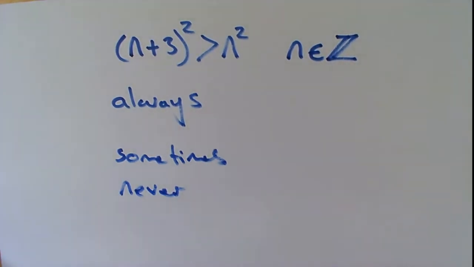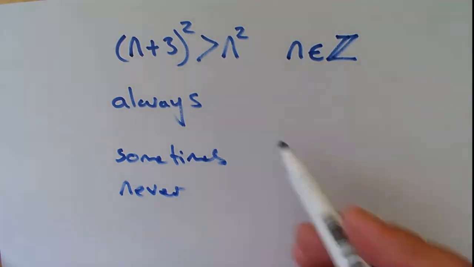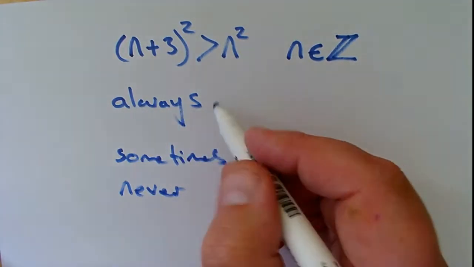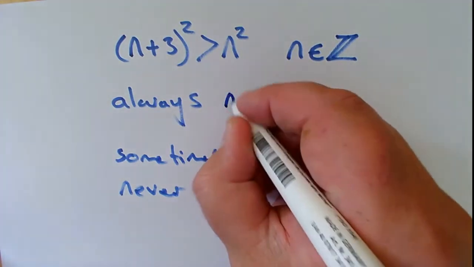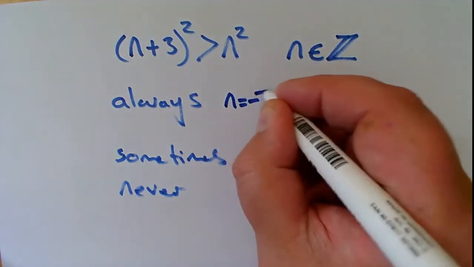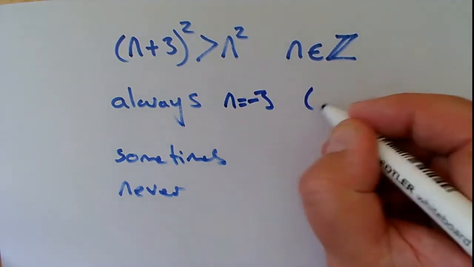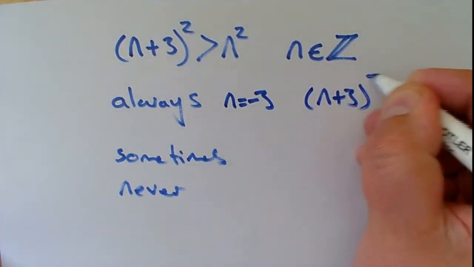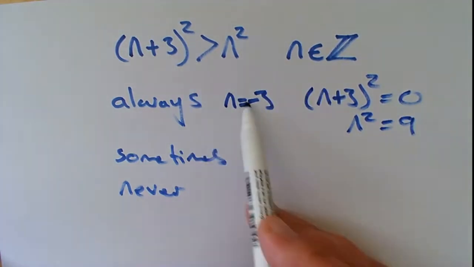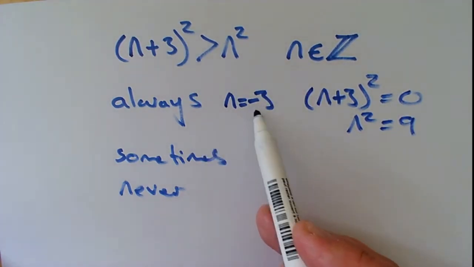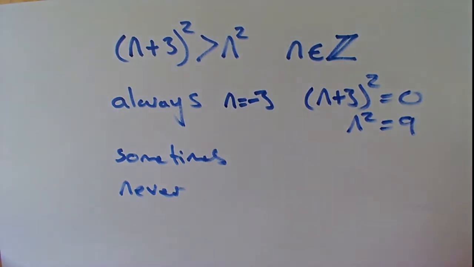The idea with this is that you just need to find one example that can disprove. So we'll look at always first. Could you think of a value for n where this doesn't work? Well, there's nothing to this other than just trying a few things. Let's go for n is minus 3. That gives you (n plus 3) squared is 0, but n squared is equal to 9. So it doesn't work in the case of n minus 3. In other words, you found a counterexample. You only need one of them, so that rules always out.